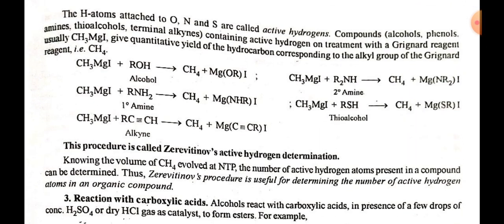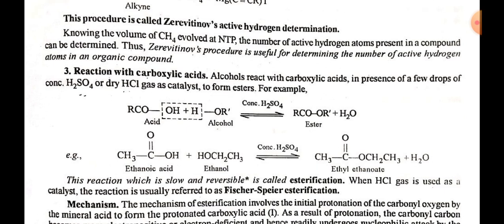The hydrogen atoms attached to oxygen, nitrogen, sulfur are called active hydrogens. Compounds such as alcohols, phenols, amines, thioalcohols, and terminal alkynes, containing active hydrogen, on treatment with a Grignard reagent, usually methyl magnesium iodide, give quantitative yield of hydrocarbon corresponding to the alkyl group of the Grignard reagent, that is methane. This procedure is called Zerewitinoff's active hydrogen determination. Knowing the volume of CH4 evolved at NTP, the number of active hydrogens present in a compound can be determined. Thus, Zerewitinoff's procedure is useful for determining the number of active hydrogen atoms in a compound.